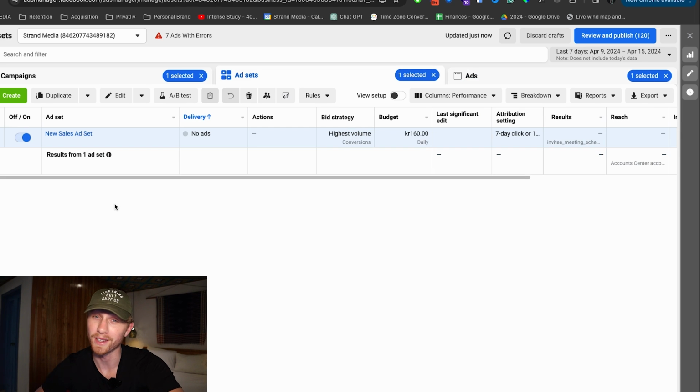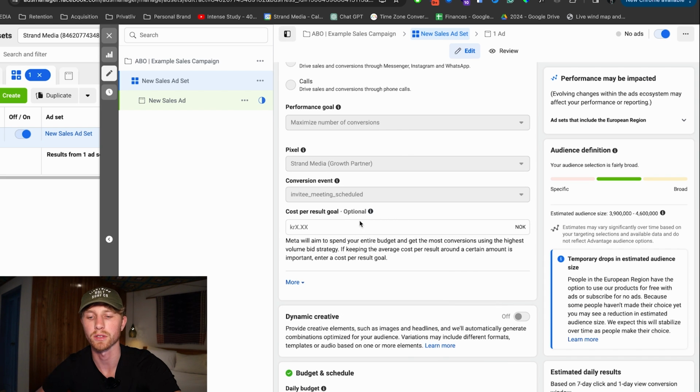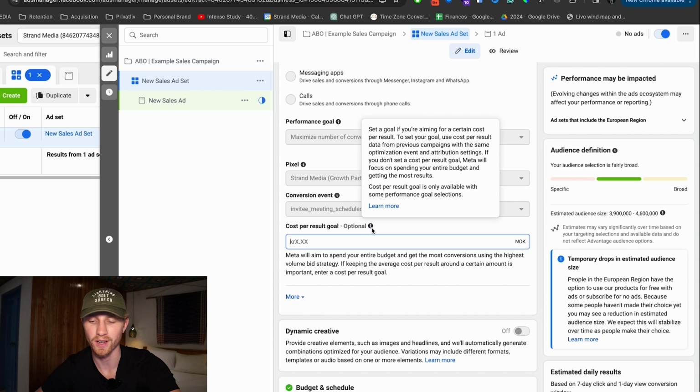Now, since we probably agree that the highest volume bid strategy isn't always the best one to go with, let's go back into the ad set and look at the alternatives that we have. All right, so let's scroll back down to cost per result goal. If we look at the information that Facebook gives regarding the cost per result goal setting, you can see here that if you don't set a cost per result goal, Meta will focus on spending your entire budget and getting you the most results.